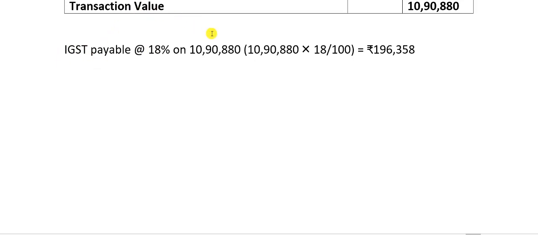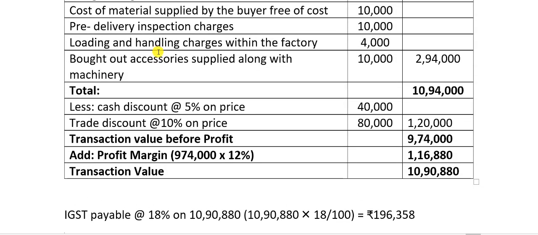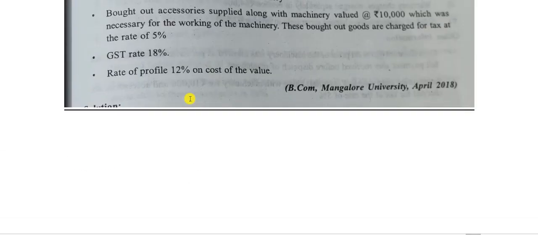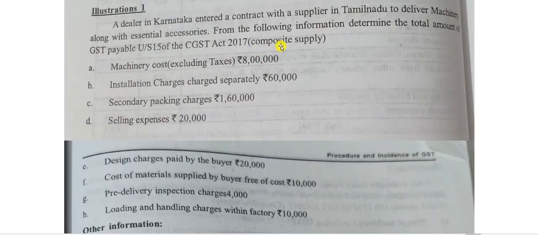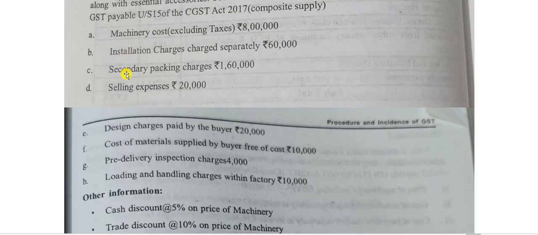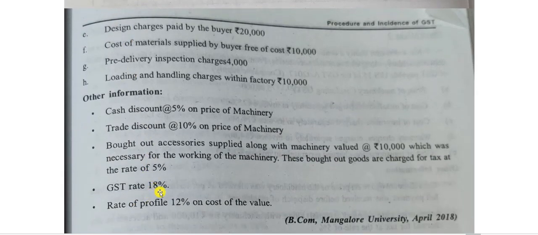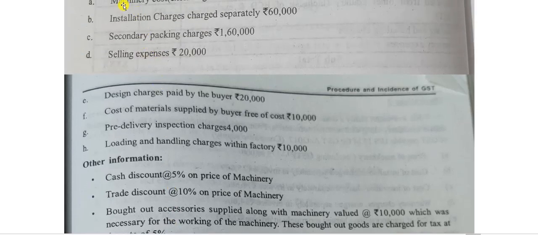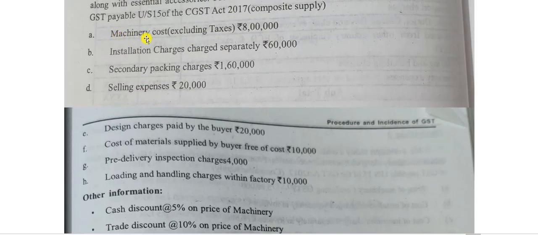Because the goods are sold outside the state. And why only 18%? Why not 5%? Why not the other rate of tax that was given? The reason is that the type of supply is composite supply, and whenever a composite supply happens, we take the primary goods, the most important item that you are selling. Here it is machinery, and the rate of tax on that machinery is 18%. So whenever a composite supply takes place, we have to take the rate of tax of the primary item.